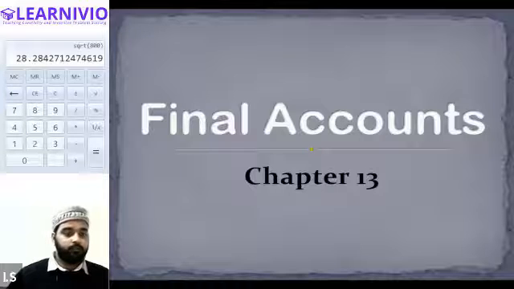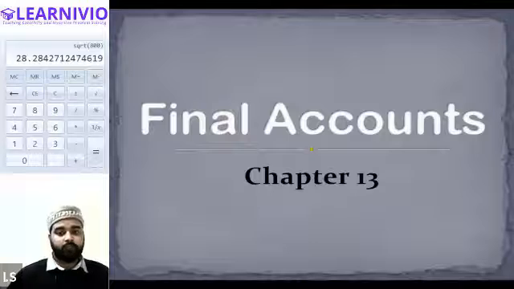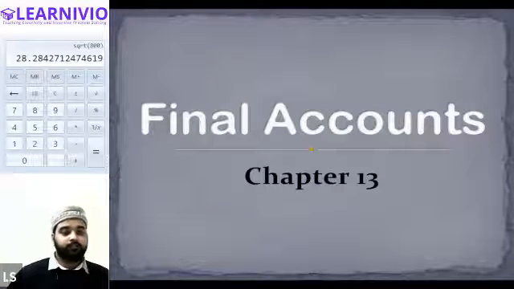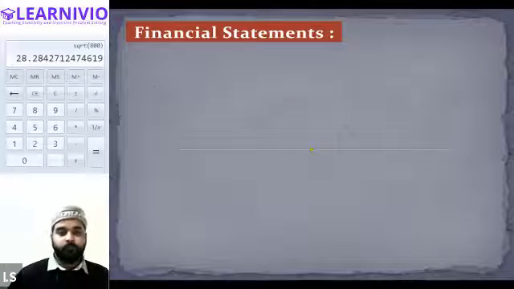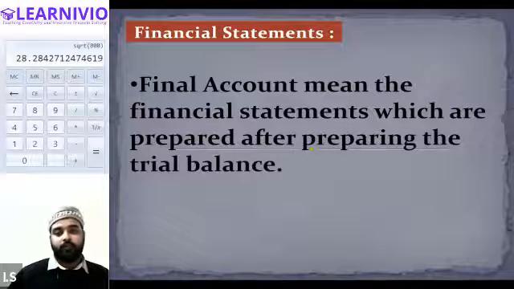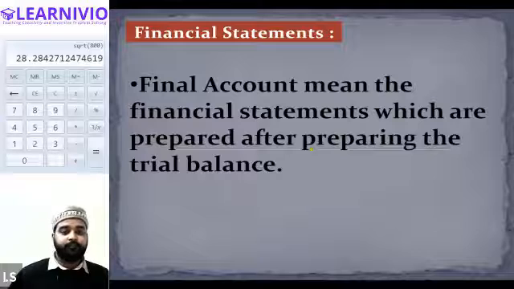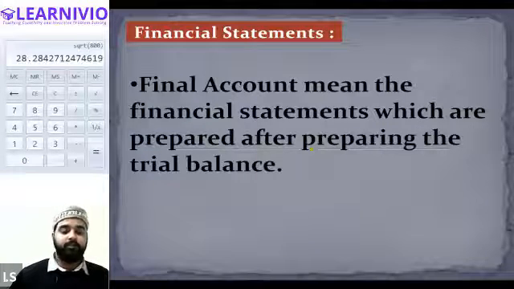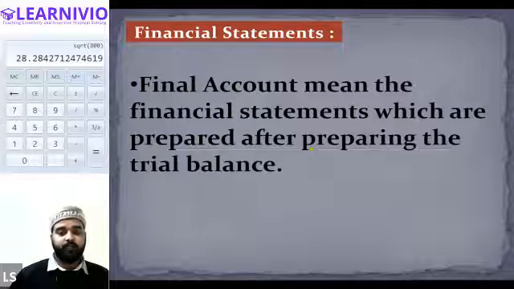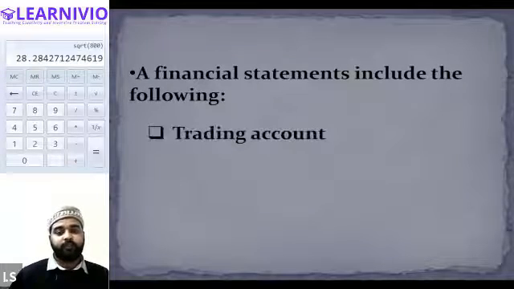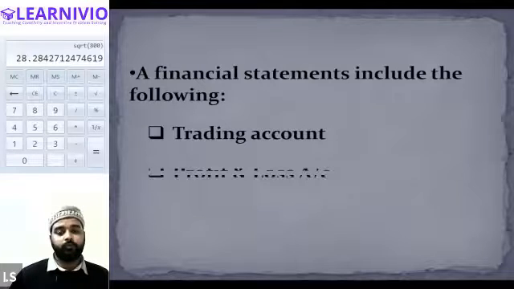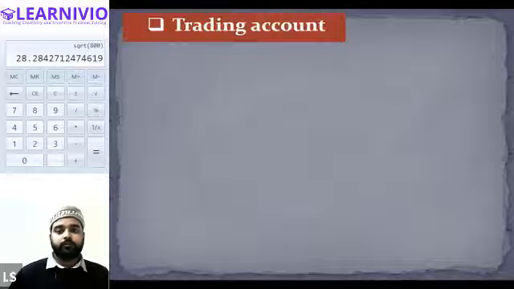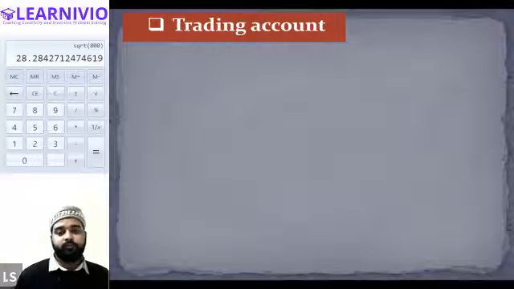All right, guys. So we were talking about the final accounts in the last session, and let's revise everything we have done until now. In this chapter, we have discussed that final account is the financial statement which is prepared after preparing the trial balance of a particular entity. A final account includes the trading account, profit and loss account, and the balance sheet. Then we have understood how to prepare the trading account.